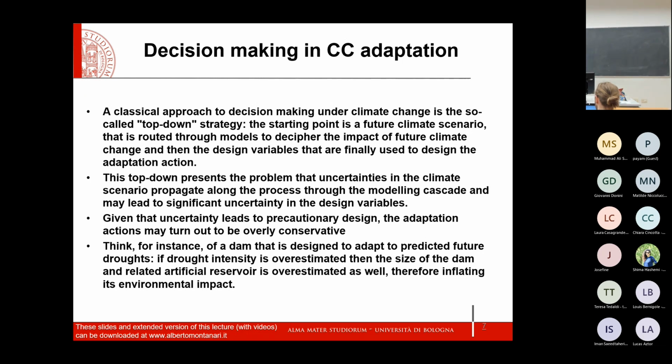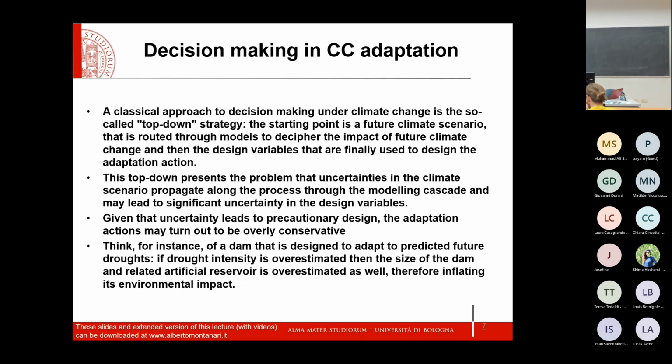So what is the problem with the top-down approach? The top-down approach is propagation of uncertainties. You start from a climate scenario which is uncertain, and then you apply an impact model which is uncertain. So uncertainty is inflated, and therefore the project variables are affected by uncertainty. It turns out, in our practical experience of this kind of approach, that very often we end up with project variables that cause oversizing, over-adaptation.